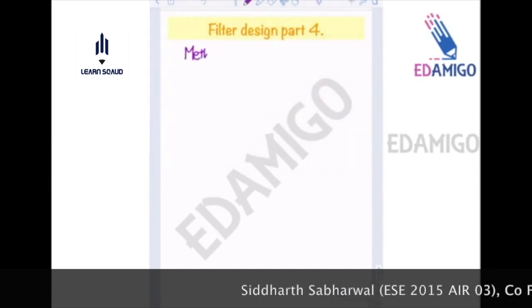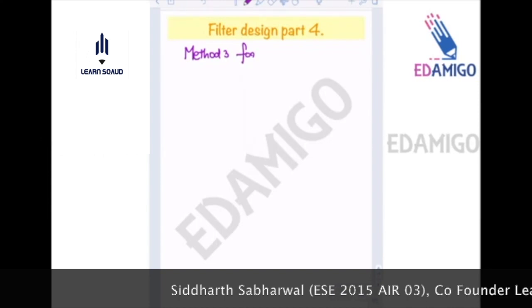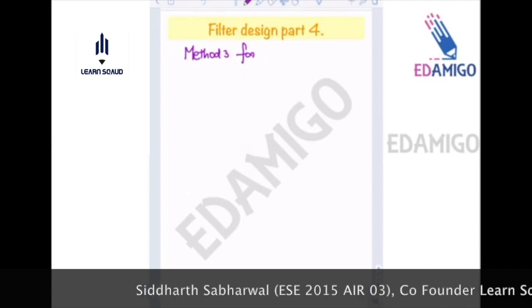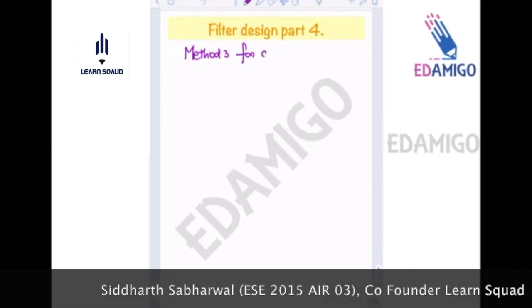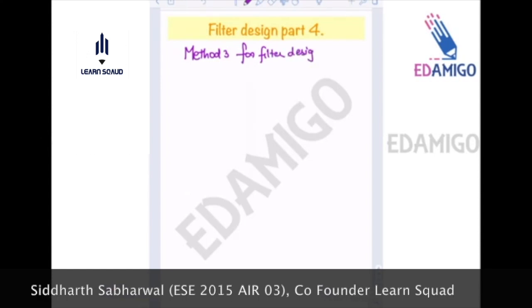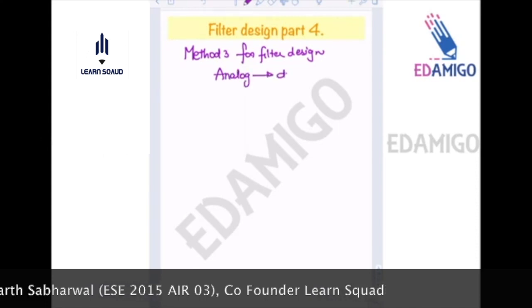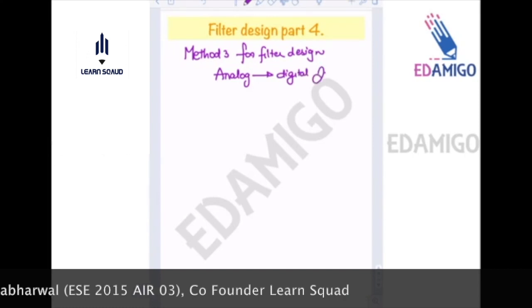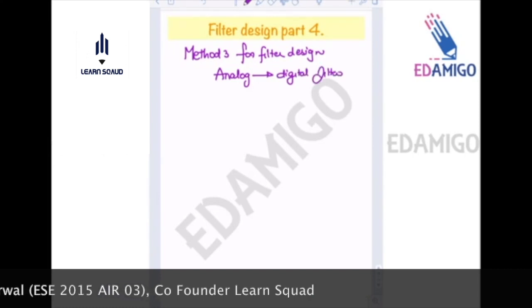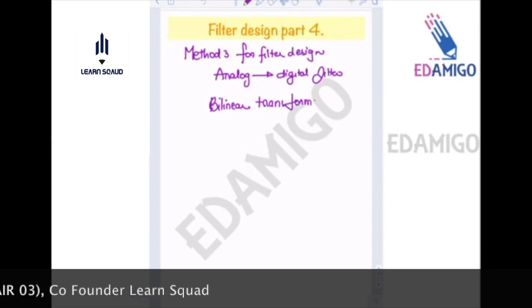Now we will start method 3 for filter design, that is from analog to digital filter, and this method is called the bilinear transformation method.